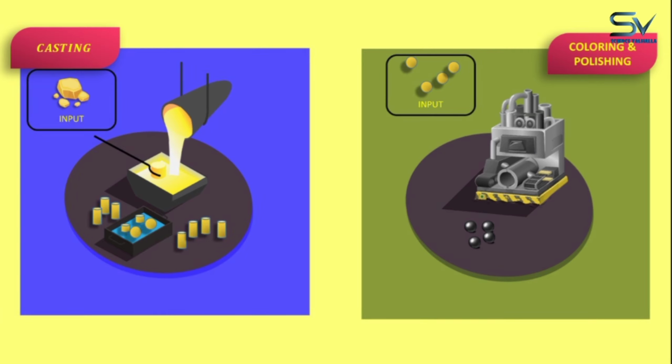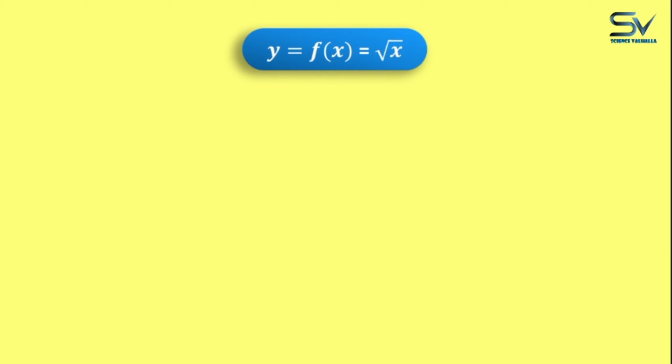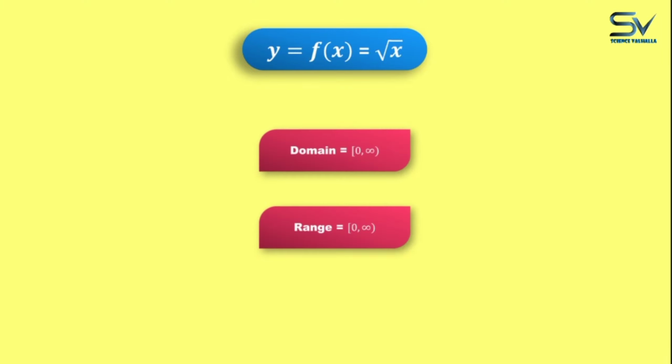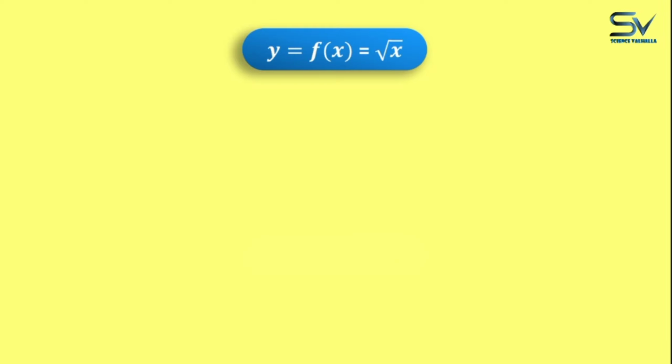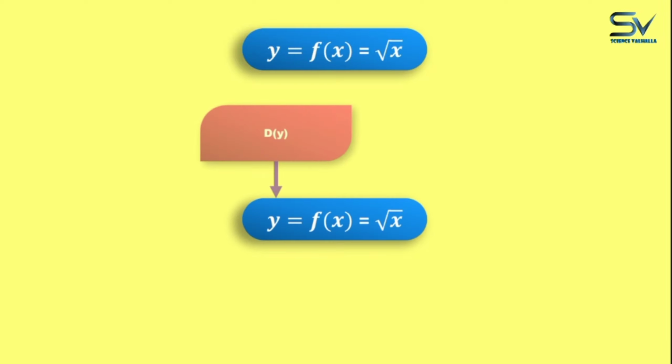A composite function is another method by which functions can be combined to form a new function. Let us understand how. We saw in the previous video that the function square root of x has an input domain and an output range both from 0 to infinity. It's like a machine.